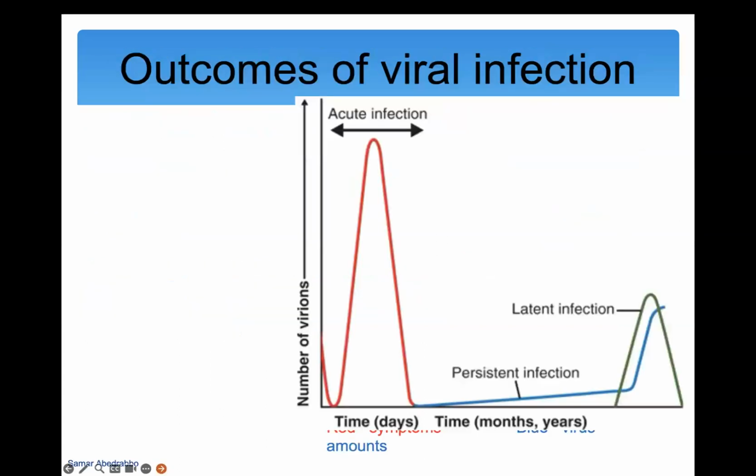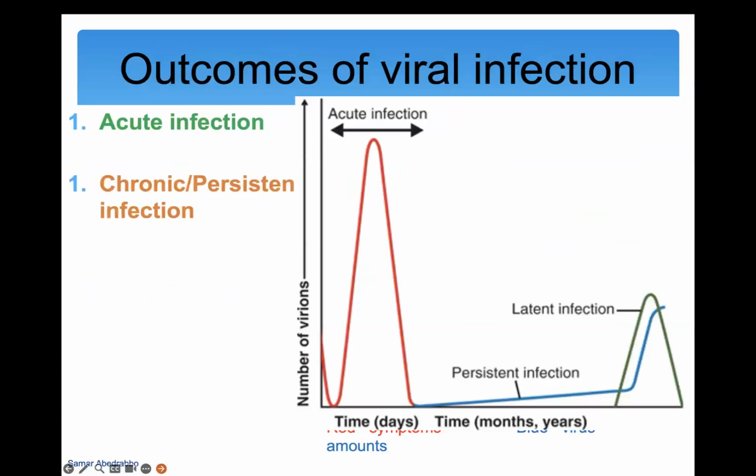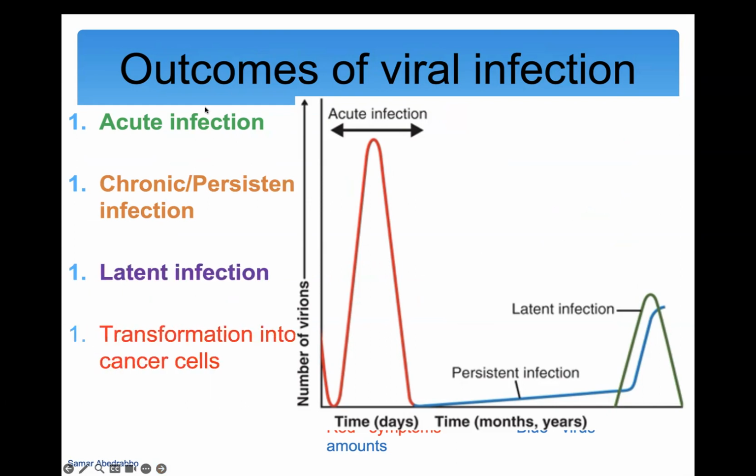Okay, for our next topic, we just talked about viruses, and now we're going to talk about outcomes of viral infection. Sorry, these should say 1, 2, 3, 4, but anyway, you get the idea. Viral infections can result in different outcomes, and these can be acute, chronic, latent infections. And in some cases, viral infections can transform normal cells into cancer cells. So we're going to talk about all of these. We're going to go one by one, starting with acute infection.